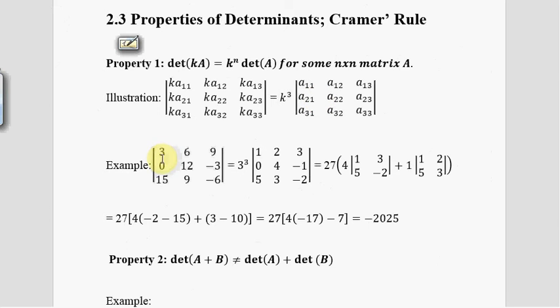Here's an example. Notice that in all of these terms, there's a common factor of a 3. So I take out the 3 from each row. What if you take out a 3 from just one row? Then it's just 3 times that determinant, right? If you take out a 3 from 2 rows, it's 3 to the second times that determinant that remains. But if you take out a common factor from all 3 rows and you have a 3 by 3, it then becomes 3 to the third power times that determinant that remains.